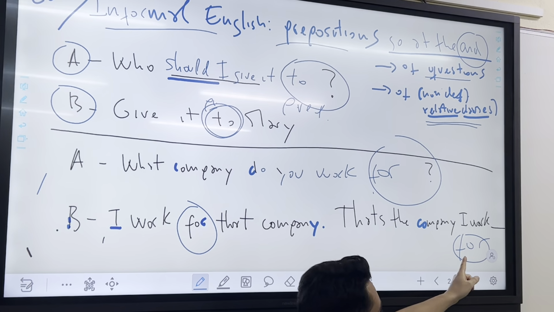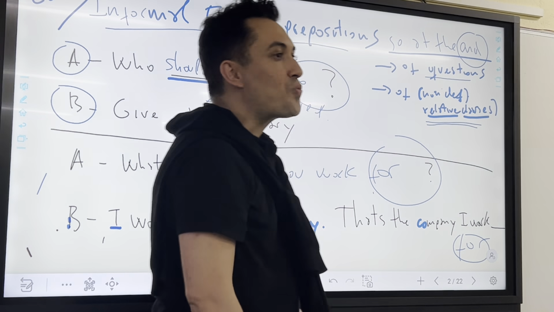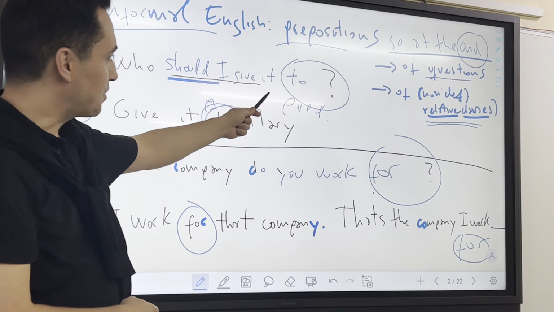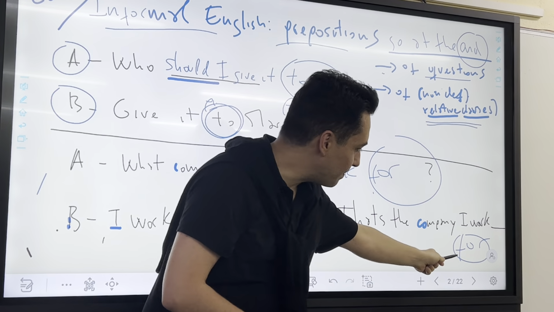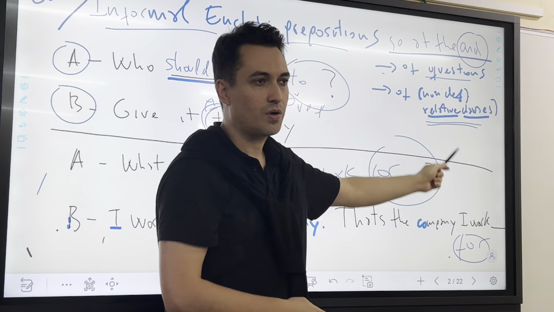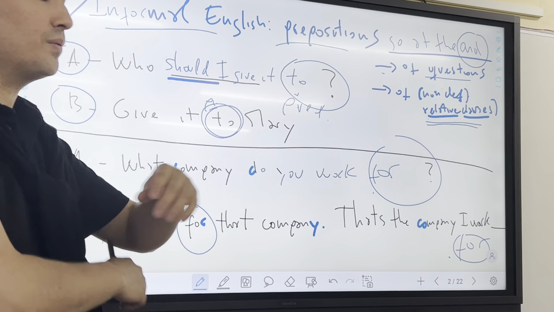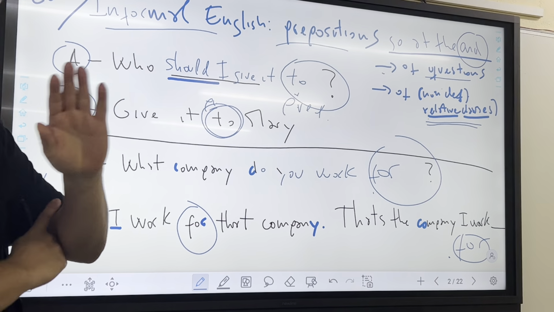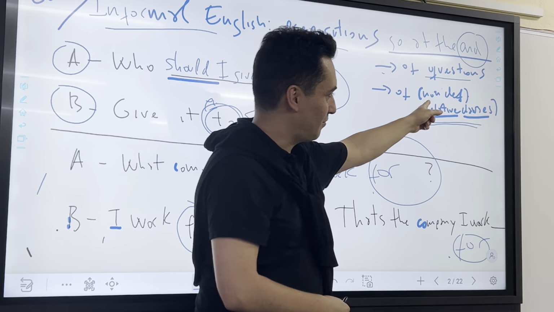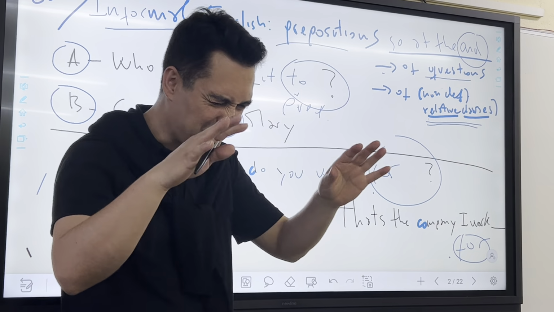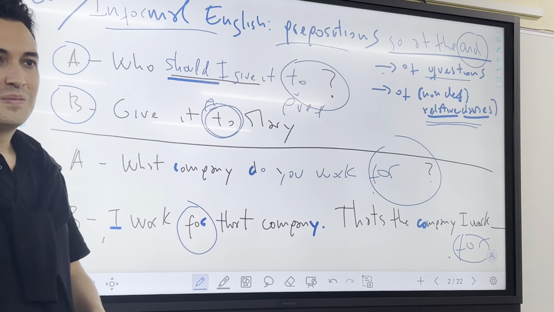So for also goes at the end of relative clauses. To recap, prepositions at the end of questions, prepositions at the end of relative clauses. Non-defining relative clauses, let's leave it there. Let's not complicate things. Maybe we can explain that later. I want to keep it simple now. So far, so good.